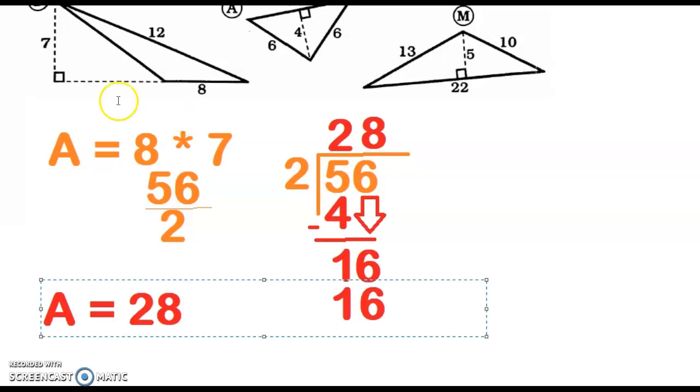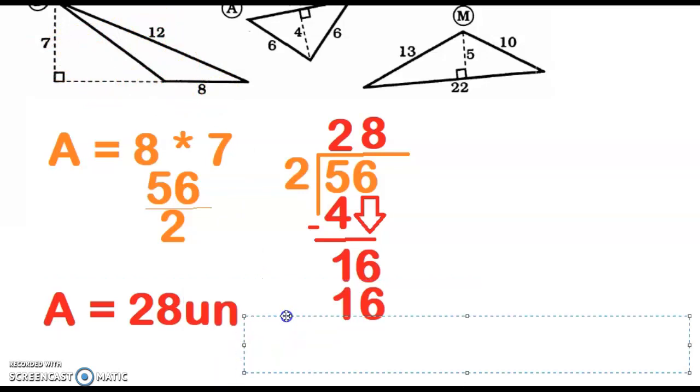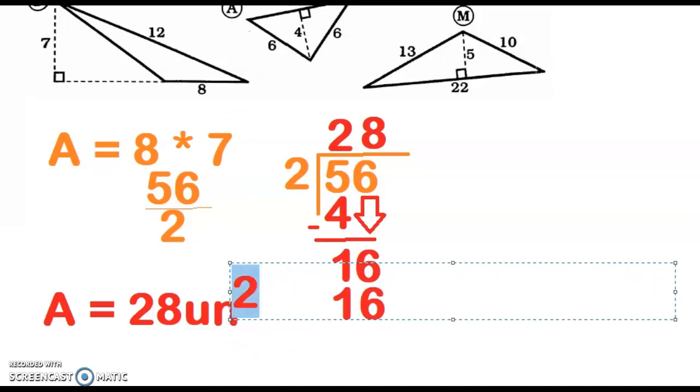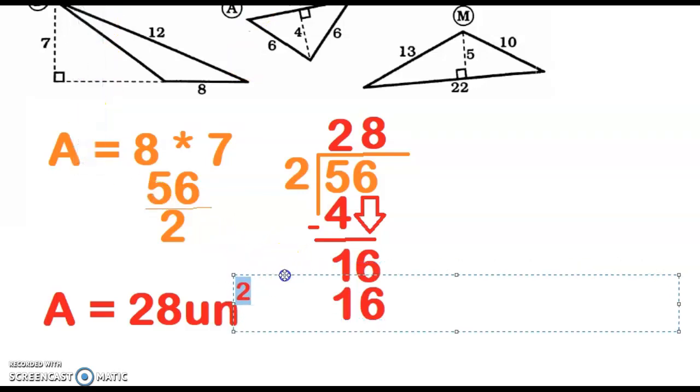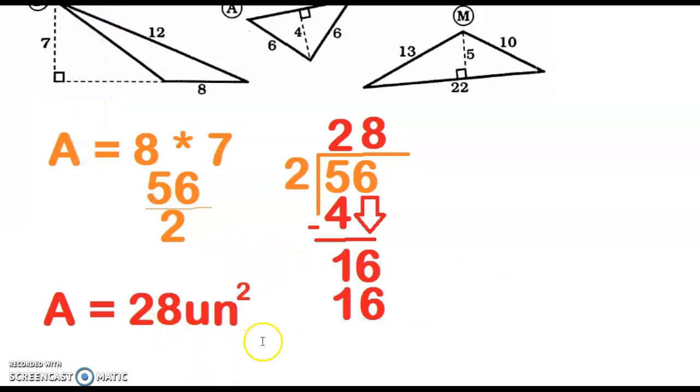And since I don't have the units here, it doesn't tell me if this is inches, centimeters, or millimeters. I'm going to say units, or U-N for units, and then squared. And the little 2 would be right here. It should be smaller. Let me see if it works for me. It should be that little guy. So that's my answer for number L, 28 units squared.